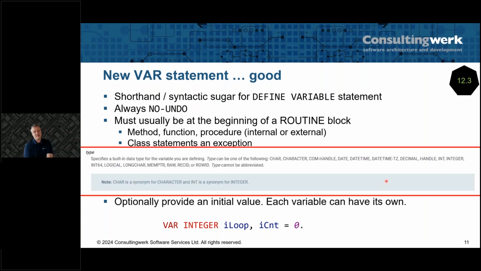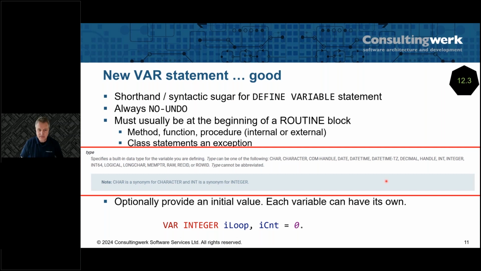So, initial values: names can be abbreviated. This always sticks in my head a little bit. You can see character, com handle, date time, decimal handle, logical, all of those where you could previously, in a define variable statement, say log or long C or whatever, with the exception of char and int. And char and int are synonyms for character and integer. They're not abbreviations, which sits a little strange with me. I tend to always say var integer rather than var int.